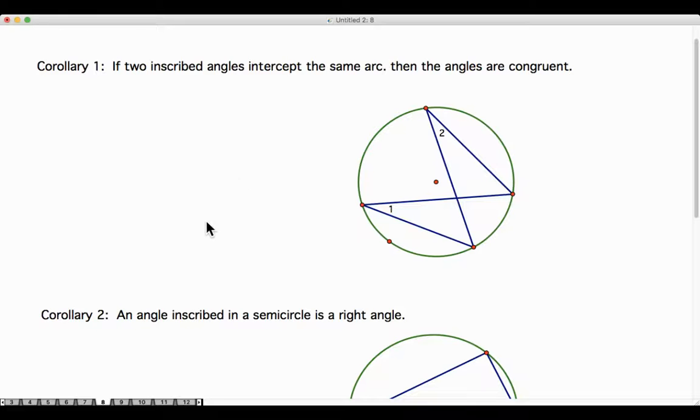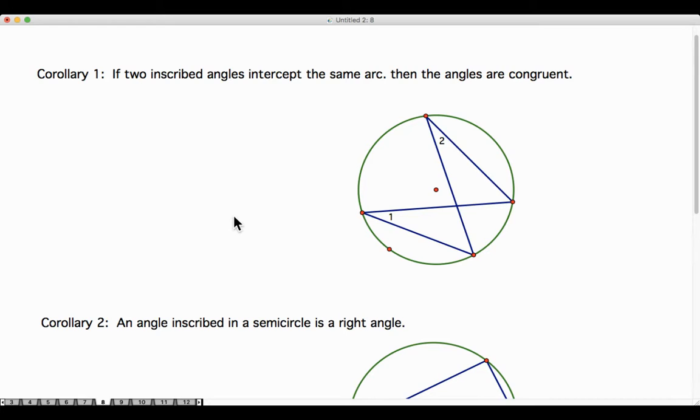Some corollaries to the theorem that I just proved include these three. Corollary one: if two inscribed angles intercept the same arc, then the angles are congruent. Okay, let's first of all just think about what that says, and then we'll prove that it's true.